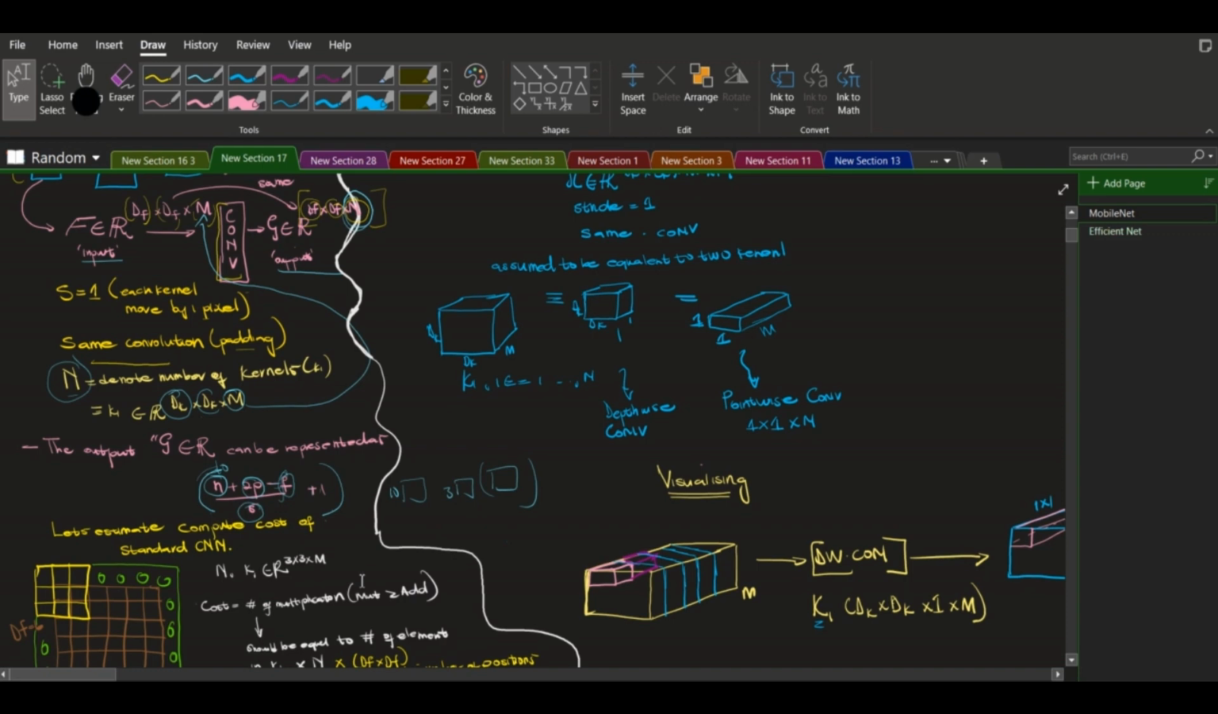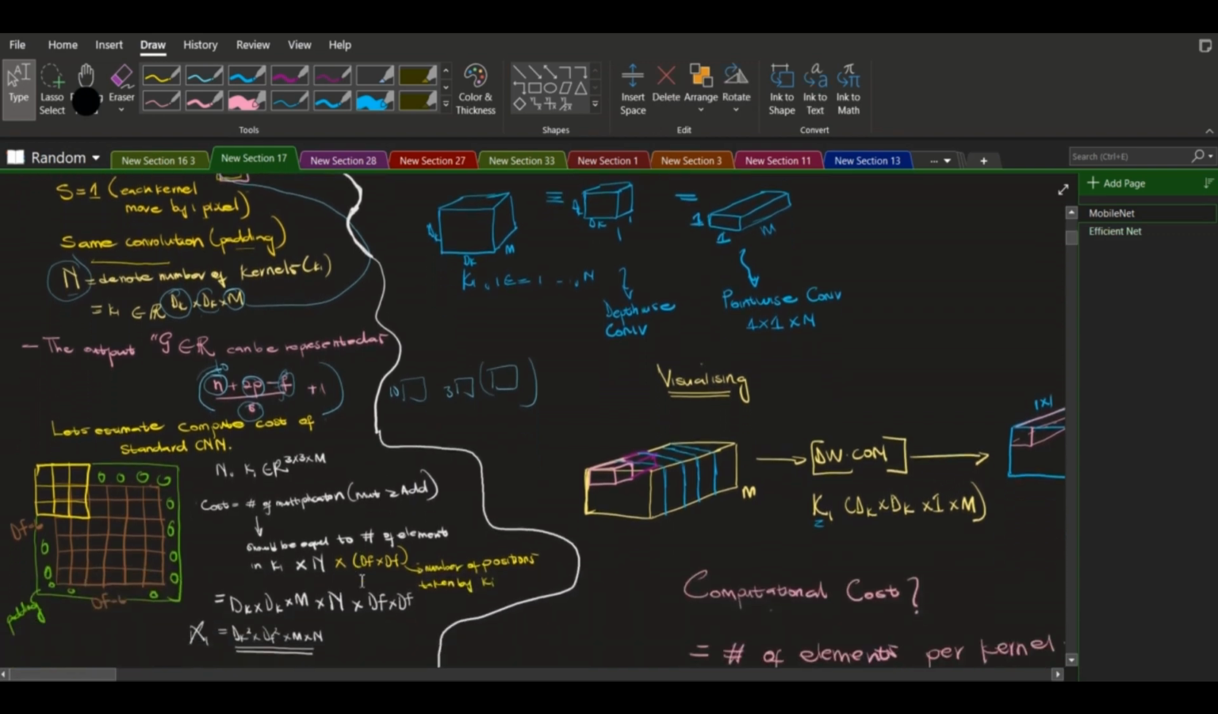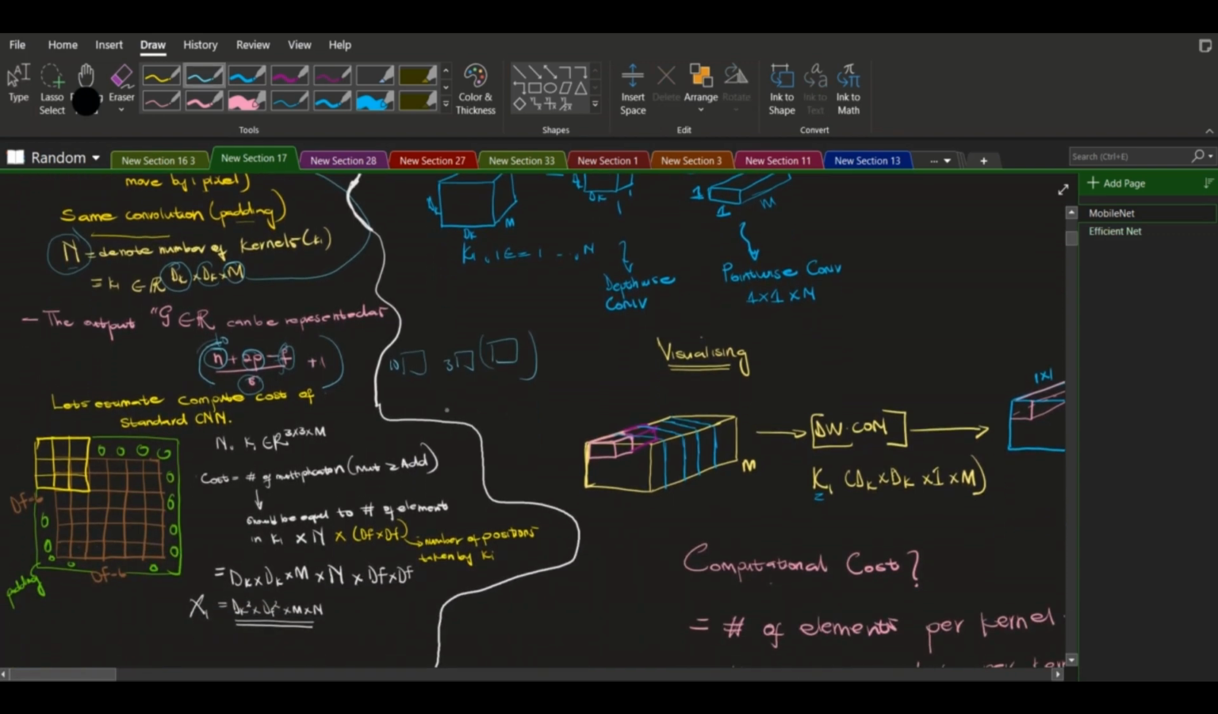Now let's estimate the cost. What will be the computation cost for us to actually do something like this? What I have here on the left, this brownie thing here, you can think of it as an image. Maybe this is df by df, and the df is like height and width.